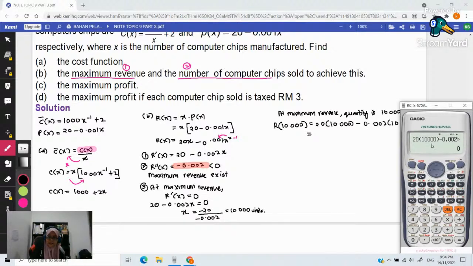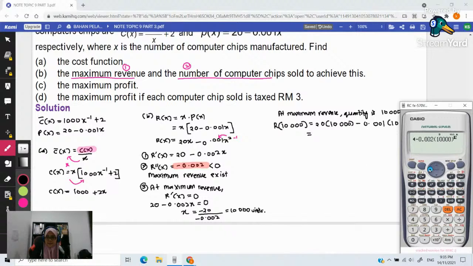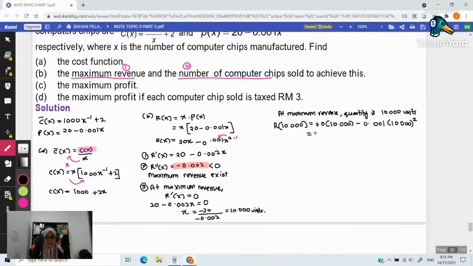Okay, I double check again. Oh, sorry. The revenue function is equal to 20x minus 0.001x squared. I made a mistake. So we calculate again, using 0.001 and clicking equal. So the answer is 100,000. Write here RM 100,000.